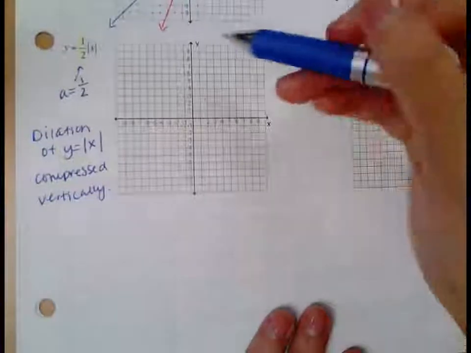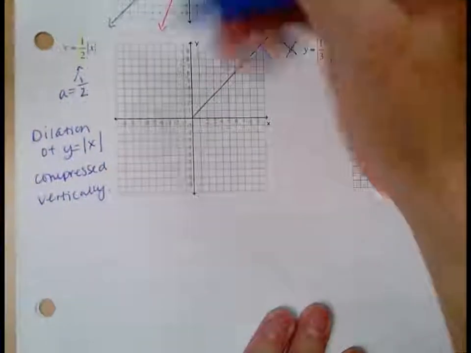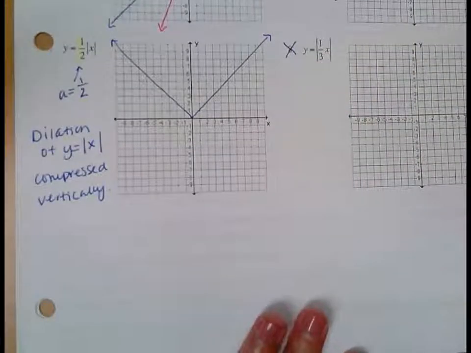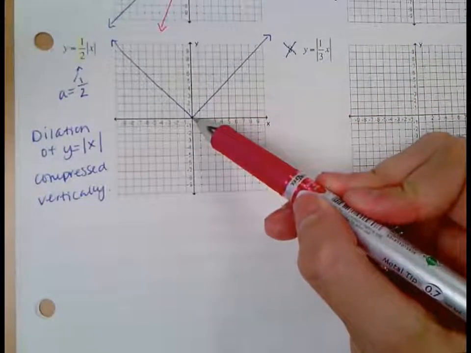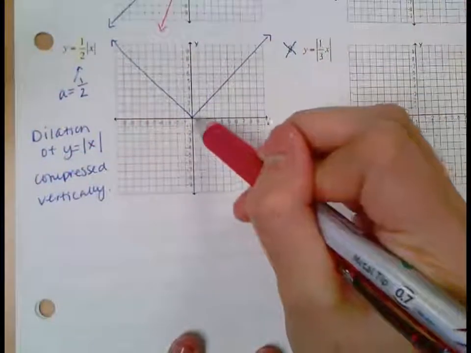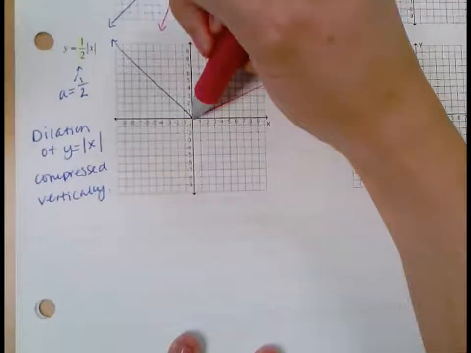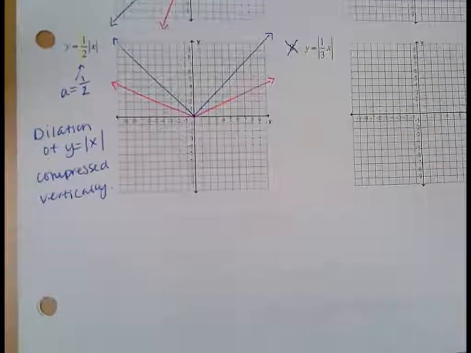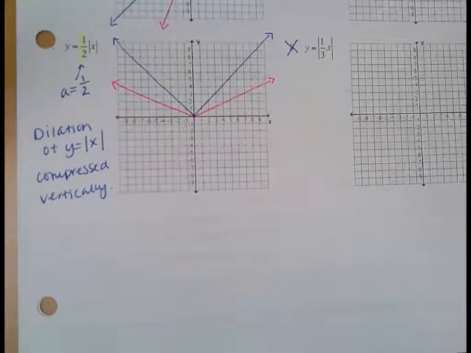So quickly what this looks like, again, if I draw the parent graph, the vertex will stay where it is, but now I'm shrinking it down. It's going to make it open wider. And that would be true for a parabola as well.